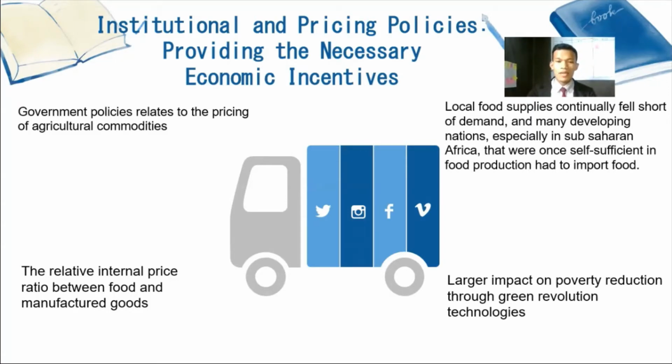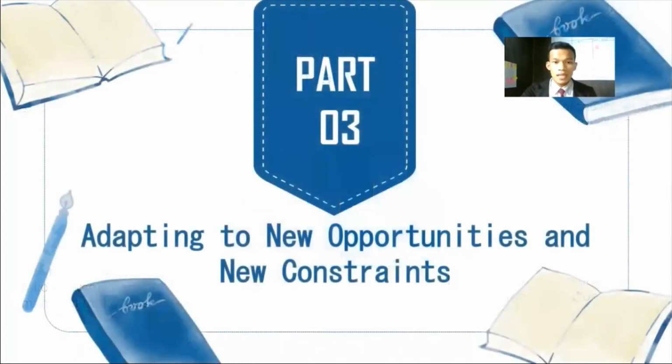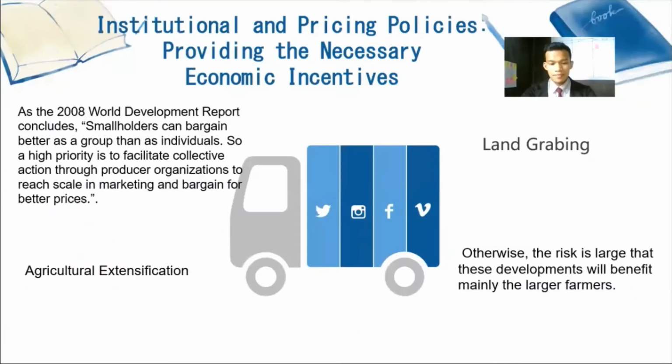Okay, and so we go through to the last part for me. From me is adapting to new opportunities and new constraints. Okay, as the 2008 World Development Report concludes, smallholders can do better as a group than as individuals. So a higher priority is to facilitate collective action through producer organizations to reach scale in marketing and bargain for better prices.